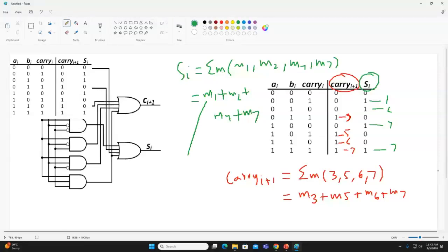Now just look at M1. What is M1? 0, 0, 1. What is M2? 0, 1, 0. What is M7? 1, 1, 1. What is M6? 1, 1, 0. What is M5? 1, 0, 1. What is M3? 0, 1, 1. So can you see here now?